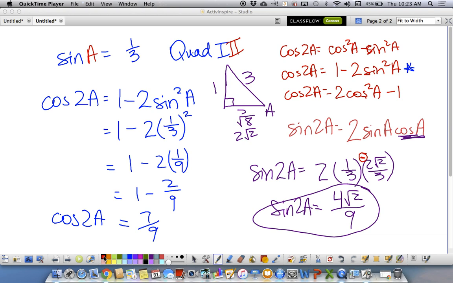Now think about this. You've got an angle that's in the second quadrant. If I'm going to double that, it's probably going to go into the third or fourth quadrant, where sine would be negative. Thinking logically through that, okay?